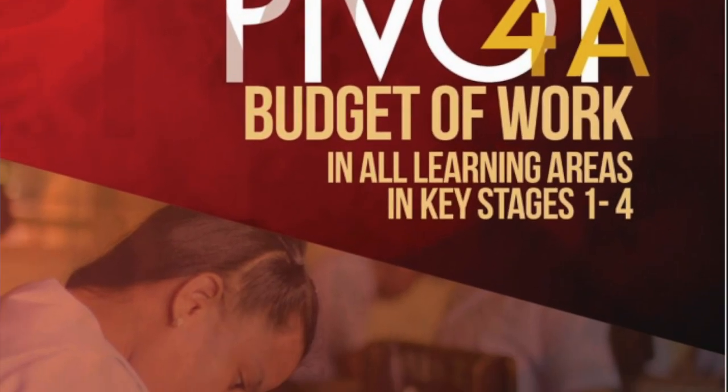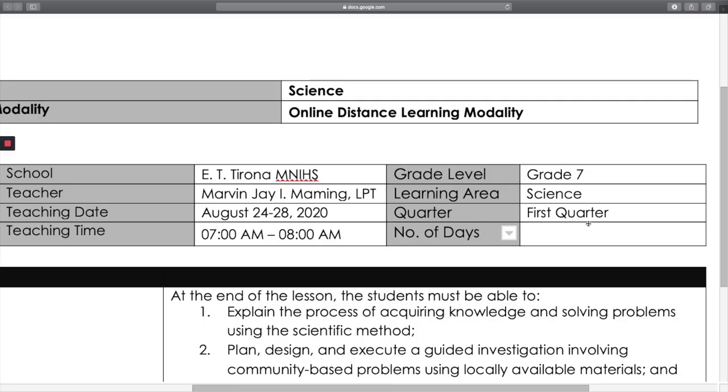Ang pinaka-basis natin sa number of days is of course yung budget of work. Makikita natin doon kung gaano katagal dapat ituro ang isang competency. Balikan natin yung example ko ulit. In this case, ang lesson ko revolves around competency number 1 for grade 7 science. According sa budget of work, ang duration niya is for 1 week. So, ilalagay ko sa number of days ay 5 days.